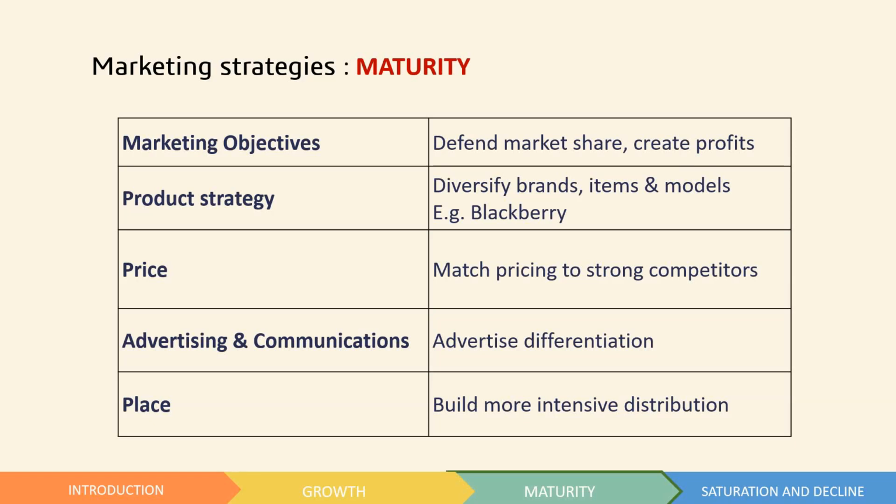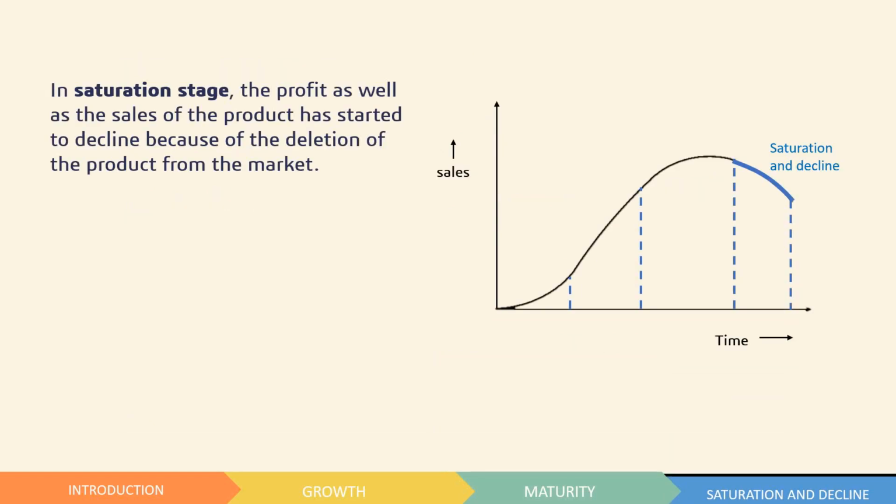Diversifying brands, items, and models should be done. Match pricing to strong competitors. And advertise differentiation should be there for good promoting. And intensive distribution should also be done.